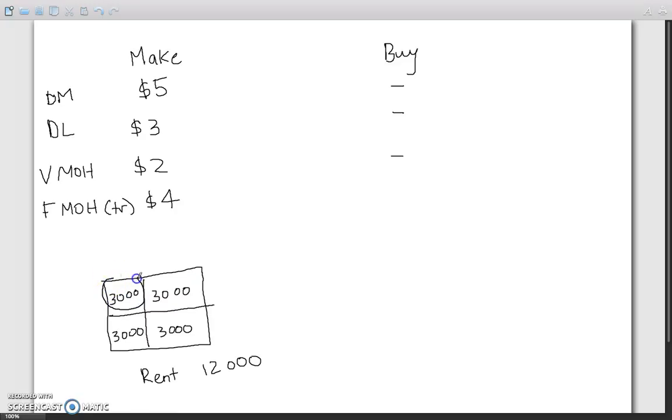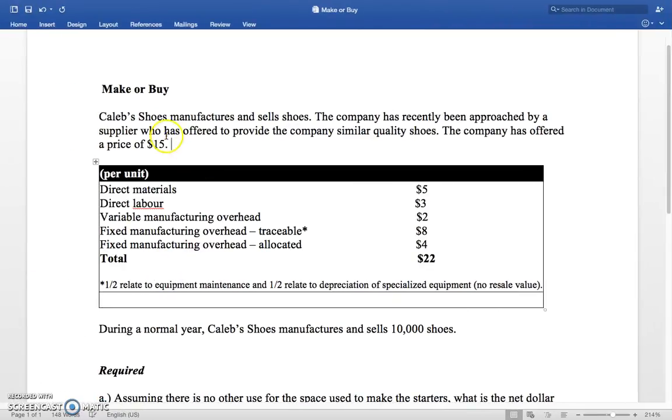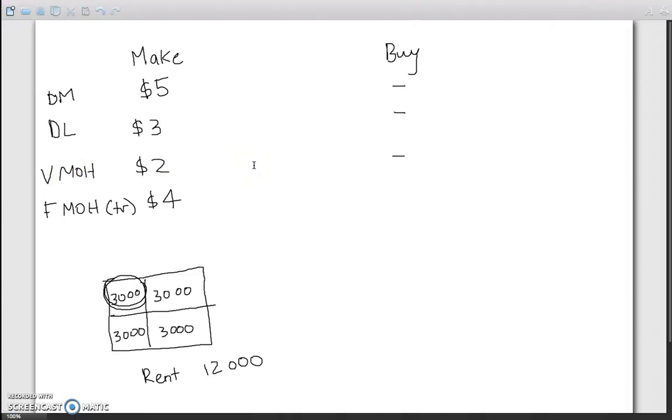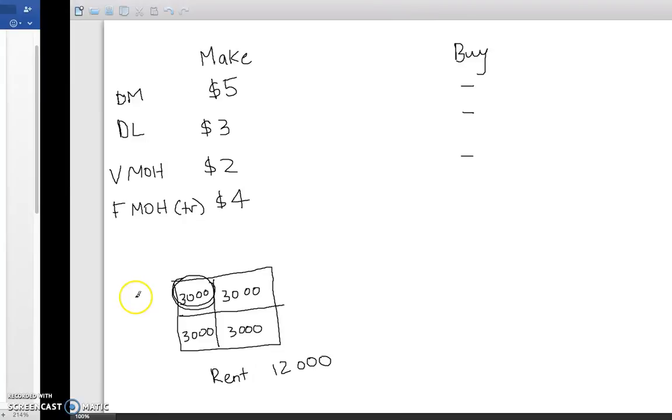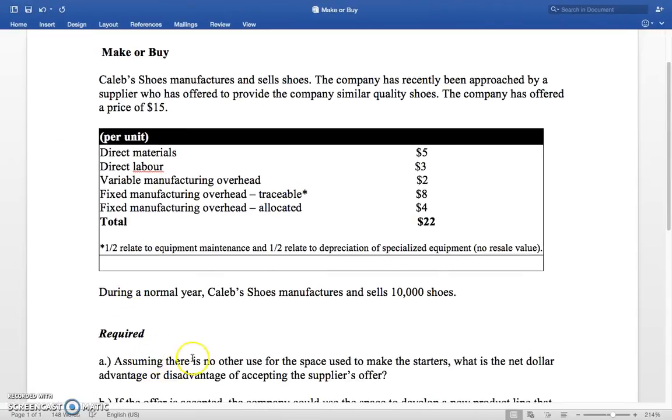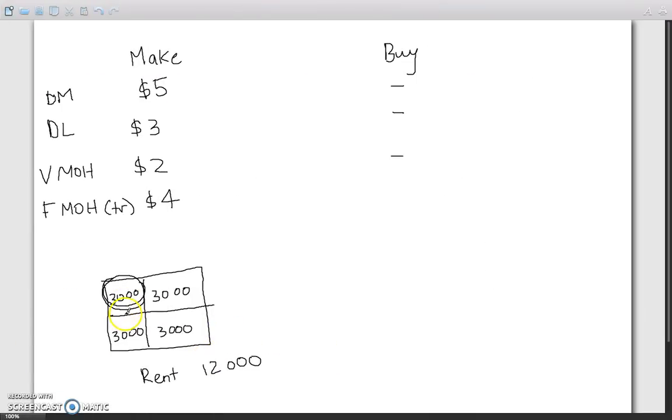Now imagine this is the department where Caleb's Shoes manufactures and sells shoes. If they decide to buy from the outsider, this place will become useless, because it says in the question, assuming there is no other use for this space. This space is going to become useless, all right, guys?